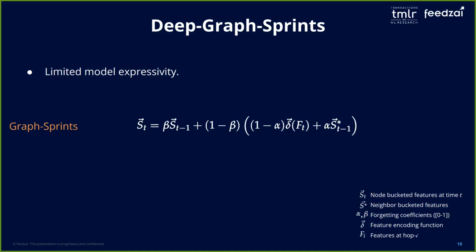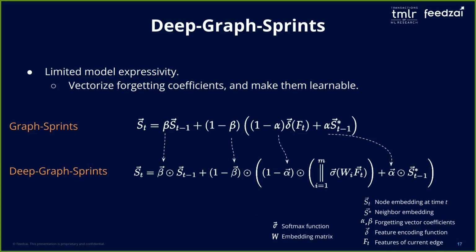Starting from the Graph Sprints formula, one limitation is the uniform forgetting coefficients that could cause limited model expressivity, because it gives the same weight to all the features. So if for a certain feature we want to attend to more recent information, and for another feature we want to attend to older information, we won't be able to do so.